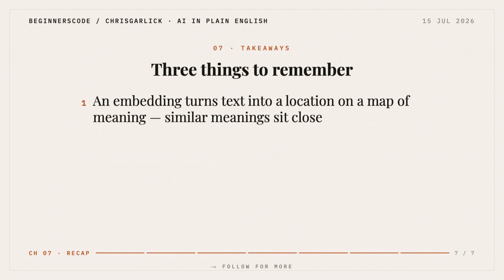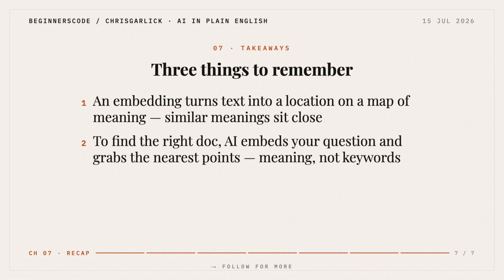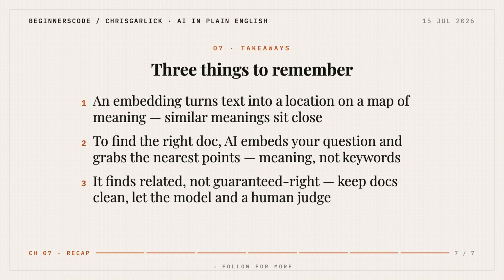3 things to take with you. 1. An embedding turns text into a location on a map of meaning. Similar meanings sit close together. 2. To find the right document, the AI embeds your question and grabs the nearest points. Meaning, not keywords. 3. It finds related, not guaranteed right. So keep your documents clean and let the model and a human do the judging.